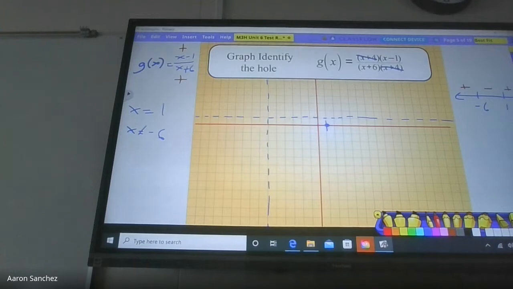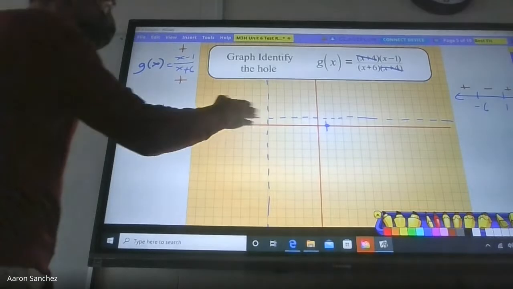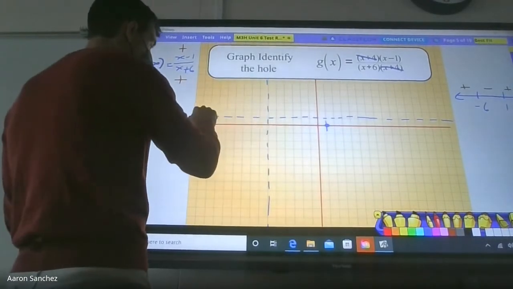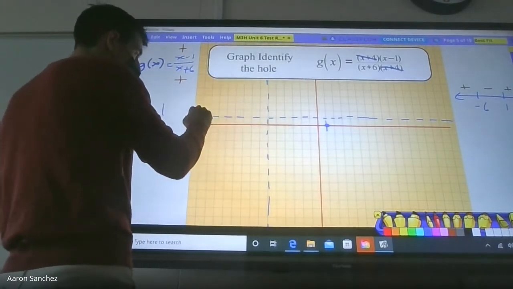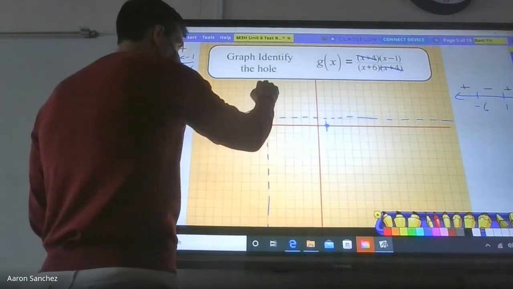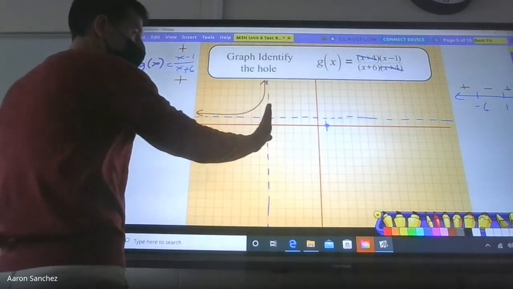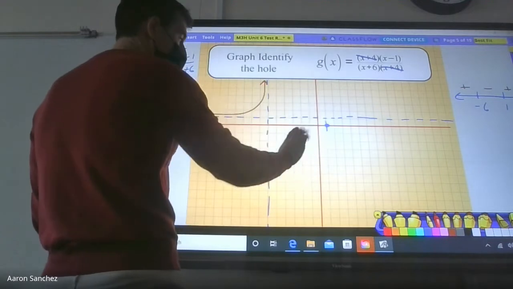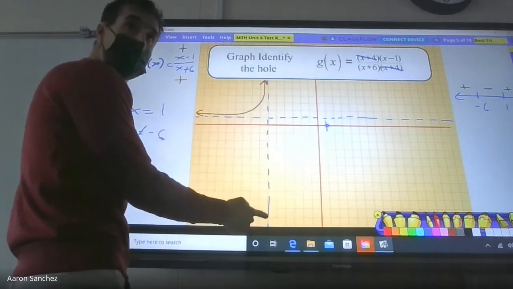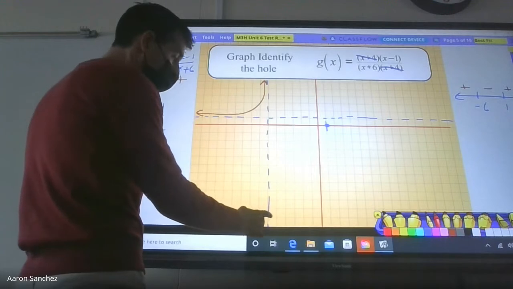Okay. Luz, can I go? Yeah. Omari? Okay. So at -6, we have a positive, right? We want a positive, so we want to be above the asymptotes. We want to hug. Positive is going to look like that. Boom. Between -6 and 1, we got a negative. So we got a hug, right? If it's negative, we want to hug.